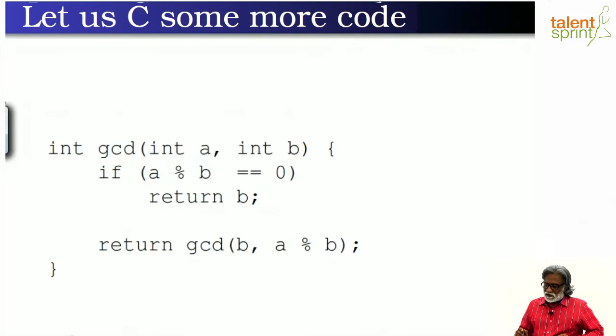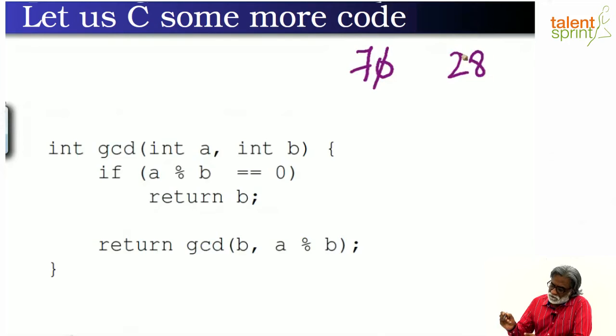Let's try again with another two set of numbers. 70 and 28. As you can see, the common factor is 14 because 5 into 14 is 70, 2 into 14 is 28. So what do we do?